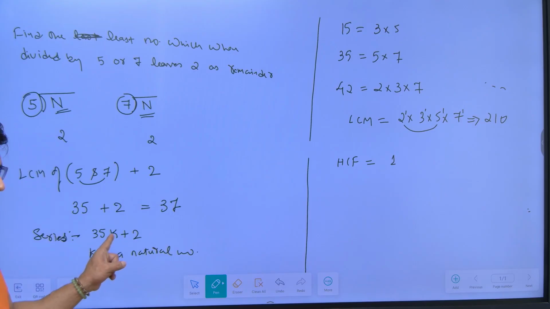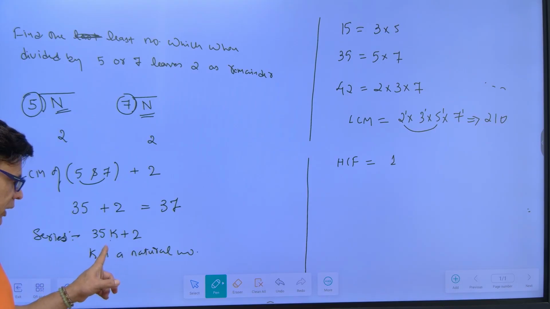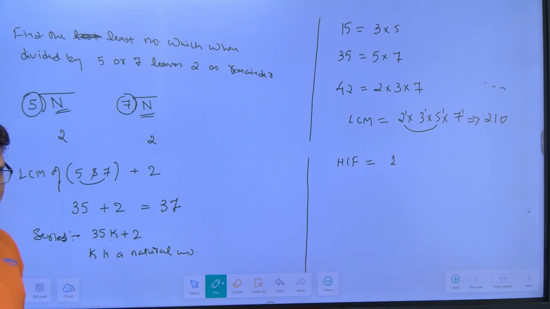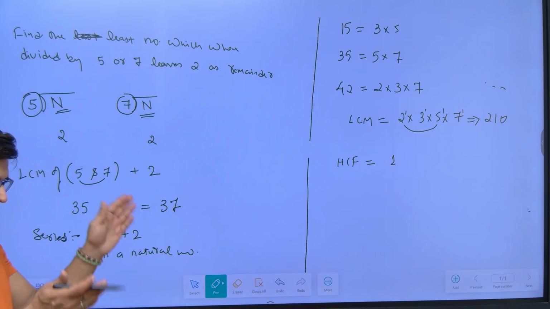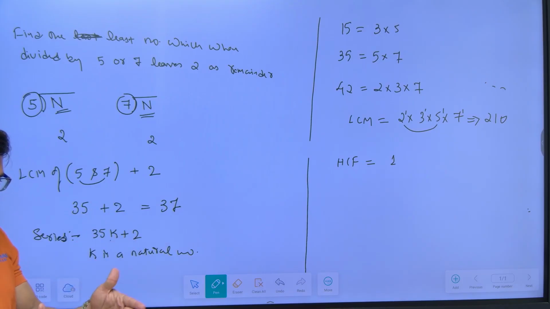If you put k is equal to 1, 35 into 1 plus 2, 37. If you put k is equal to 2, so 35 into 2 plus 2, 72. Now divide 72 with 5, remainder is 2. Divide 72 with 7, remainder is 2. So you'll get a series of such numbers when you replace k with some number, right? 1, 2, 3, 4, 5, 6, 7, 8.